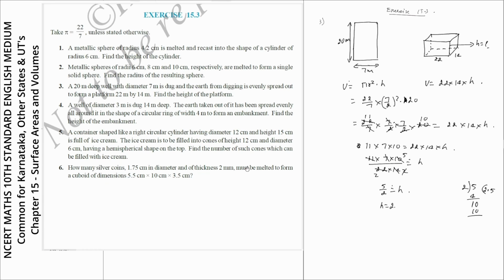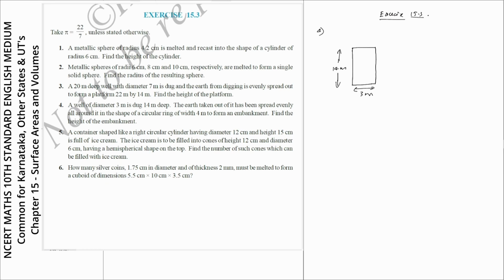So h is equal to 2.5. The dimension was in meters, so here also I'll get the answer in meters. So the height of the resulting platform, which is a cuboid, is 2.5 meters.